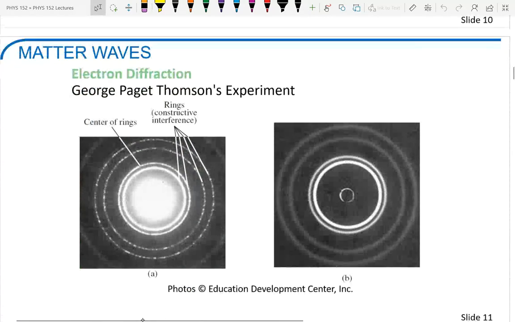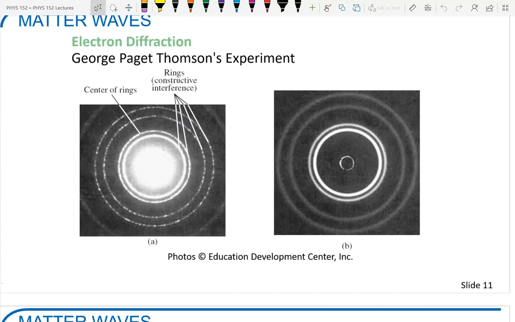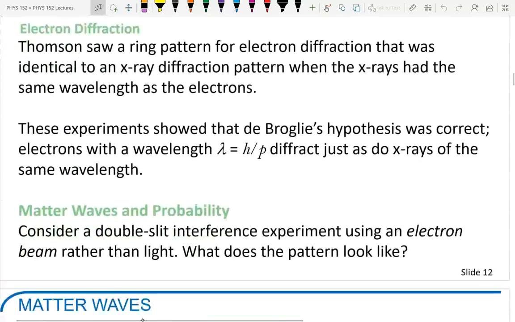So another prediction, George Paget Thomson studied what happens when you have electrons scattering off a powder of crystal. You take a crystal, powder it. And if you have light, he found that you had concentric circles in both cases. And once again, the patterns agree with the Bragg scattering prediction. So another case of looking at diffraction.